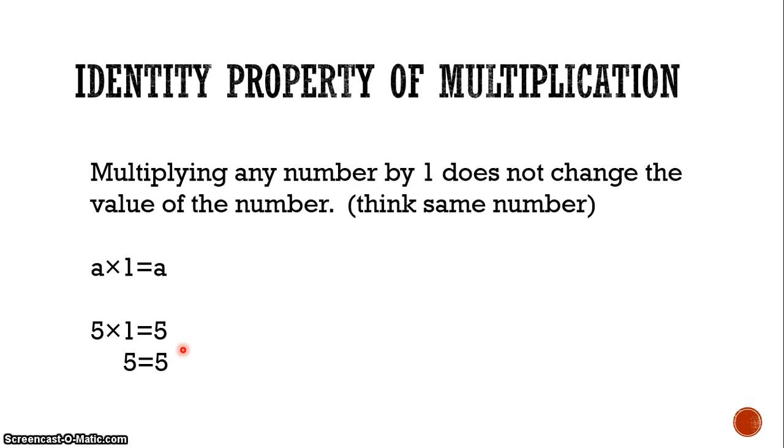There is also an identity property of multiplication. It's a little bit different. Multiplying any number by 1 does not change the value of the number. Again, think identical. If I give you a number, what you have to multiply it by to get the same exact number? You have to multiply it by 1. So here I have some number multiplied by 1 is still going to be that same number. So for example, if I want 5 times something, and I still want to get 5 at the end, I need to multiply 5 times 1, and I will get the identical number at the end, which is 5.